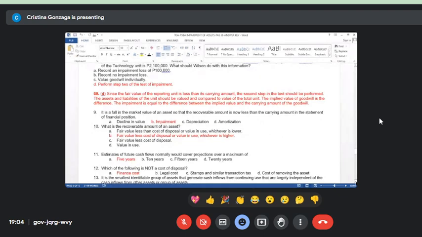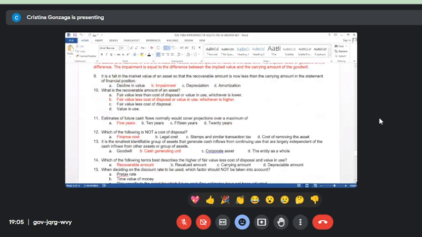It is a fall in the market value of the asset so that the recoverable amount is now less than the carrying amount in the statement of financial position. Answer, impairment. Okay, 10, what is recoverable amount of an asset? So the definition is B, fair value less cost of disposal or value in use, whichever is higher. Yan, dali lang ano.